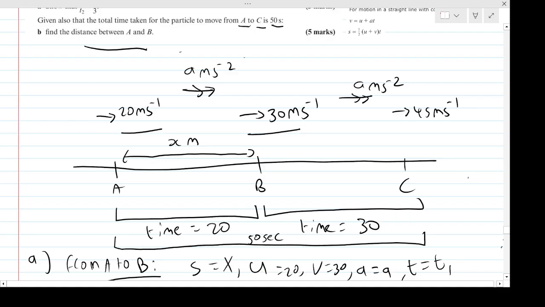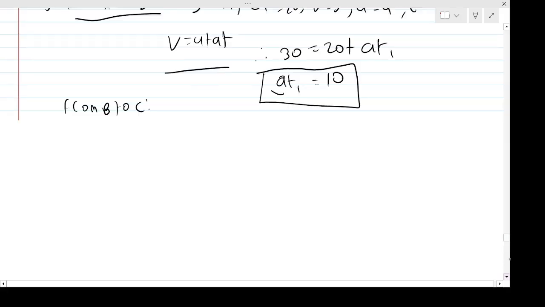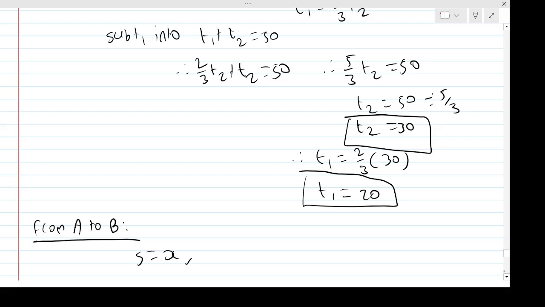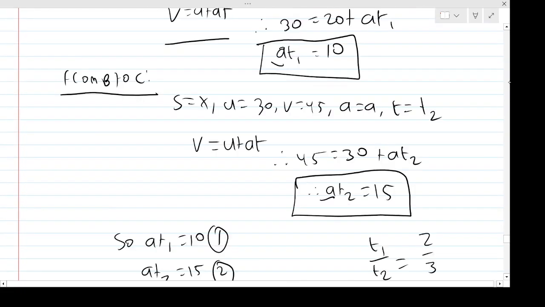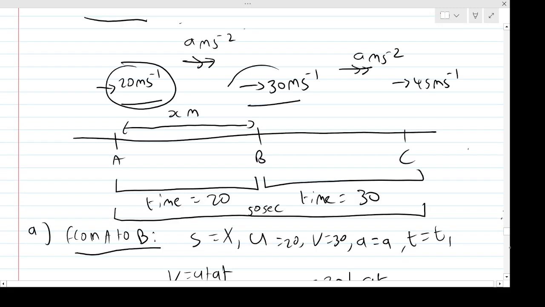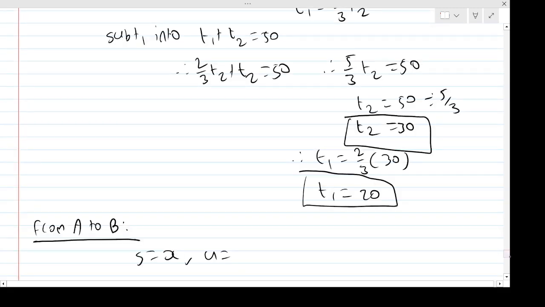Okay, now I can start to work out this distance x between A and B, right? So if I start to do my SUVAT from A to B again, S is x, that's the distance from A to B I want to find. U, if I go back to my diagram, would be 20 and V would be 30 between A and B. The acceleration A, we still don't know what it is. We could find it, but we don't know what it is.